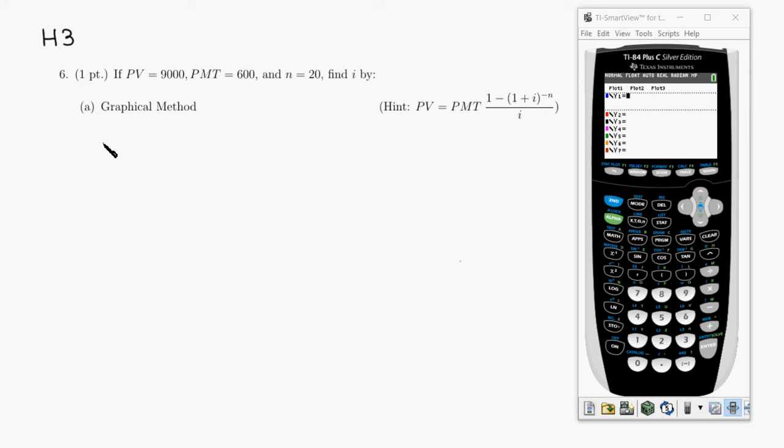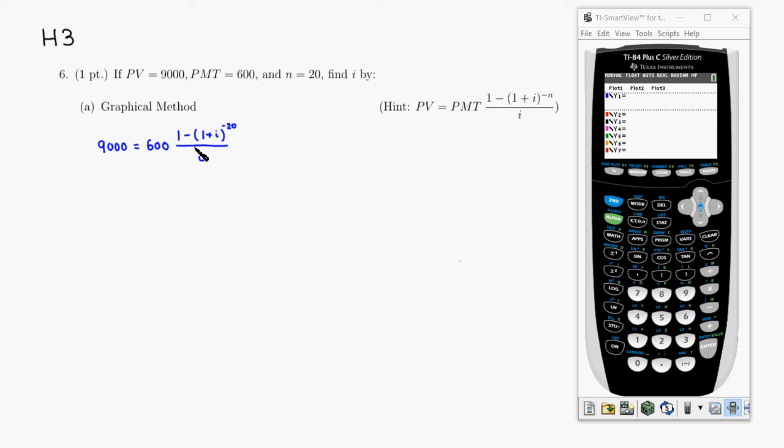So you have a present value, 9,000, is equal to payment, 600, times 1 minus (1 plus I) raised to the negative 20 power, over I. This is a very difficult equation to solve for I, so we're going to use the graphical method.